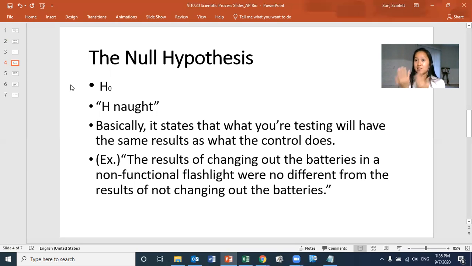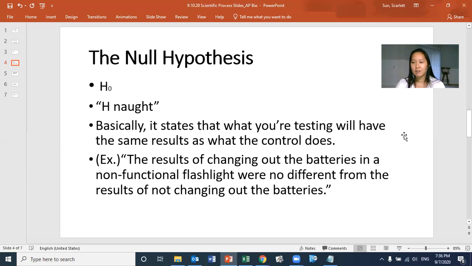Okay, so if I have a flashlight that's not turning on, and I take it out, and I'm like, maybe I need to change the batteries, right? My null hypothesis and my hypothesis are going to be different. My hypothesis is, if I change the batteries, then the flashlight will turn on, right? But the null hypothesis is saying the results of changing out the batteries in a non-functional flashlight were no different from the results of not changing out the batteries, right? So the null is saying, I change out these batteries, they still don't turn on, right? But my original hypothesis, the whole reason I was changing the batteries in the first place, was that I think if I change the batteries out, it's going to turn on, right?